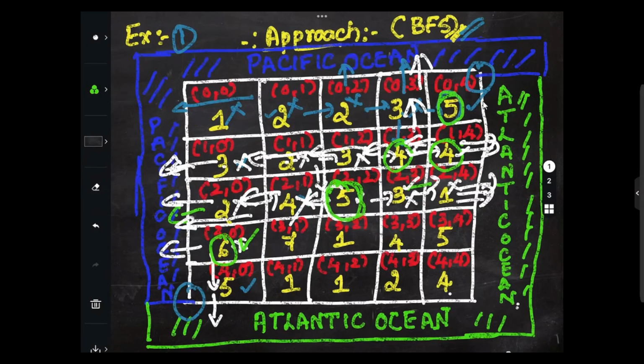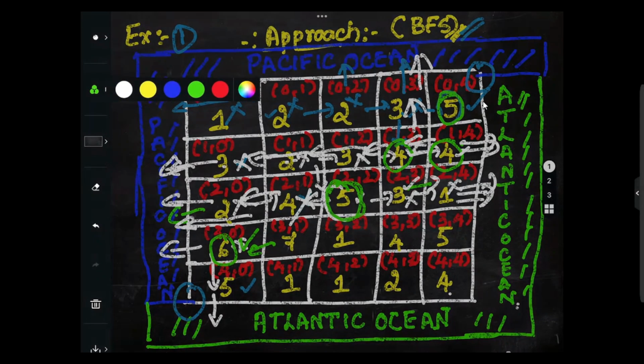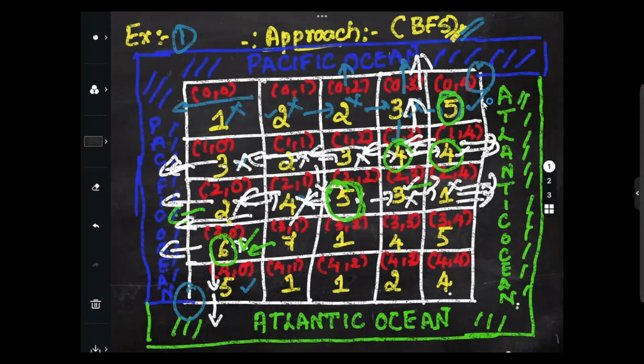Same goes with the 7. Let's consider 7 here. 6 is less than 7 here and it will flow to the Pacific Ocean. And for 7 here, you can clearly see 1 is less than 7 and this will flow to the Atlantic Ocean as well. So this satisfies the condition. So here we have to consider 7 as well. So now we have got 0 comma 4, 1 comma 3, 1 comma 4, 2 comma 2, 3 comma 0 and this one 3 comma 1.